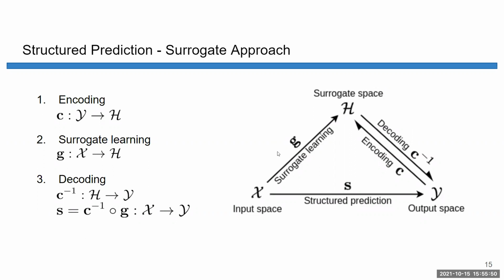So we try to find a mapping rule G such that it captures the mapping from the input space to the surrogate space. And then finally, we design a decoding rule, C inverse, which maps the quantity from the surrogate space to the output space. So basically, because the original structure prediction from X to Y is hard to solve, we solve this problem with the help of a surrogate space.